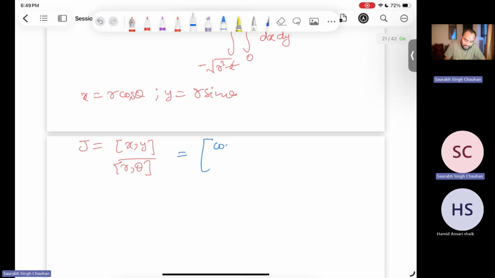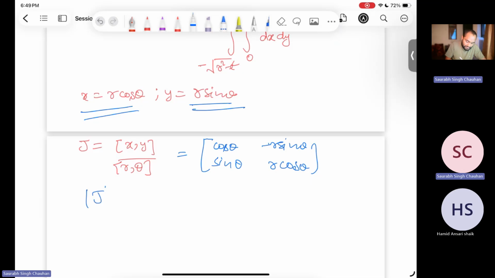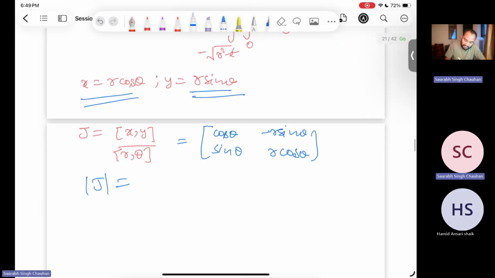It will become cos theta, minus r sin theta. I'm just differentiating x with respect to r, then with respect to theta. Now I will differentiate r sin theta with respect to r first, then it will be sin theta. Then I will differentiate it with respect to theta, r cos theta. Then we will take the determinant of J. The determinant of J will be r cos square theta plus r sin square theta, so it will be r.